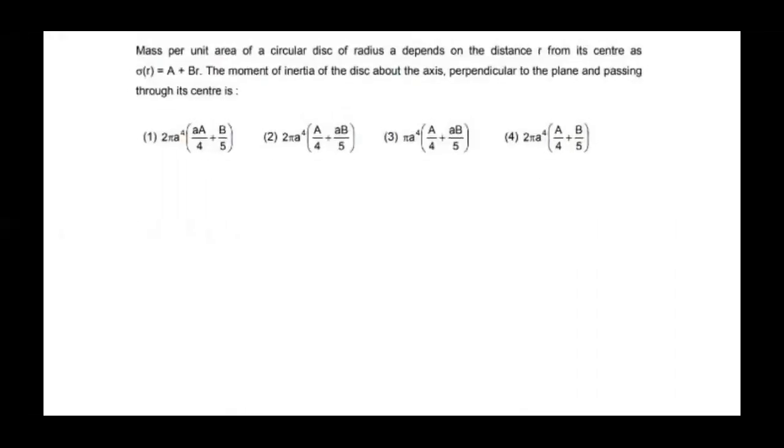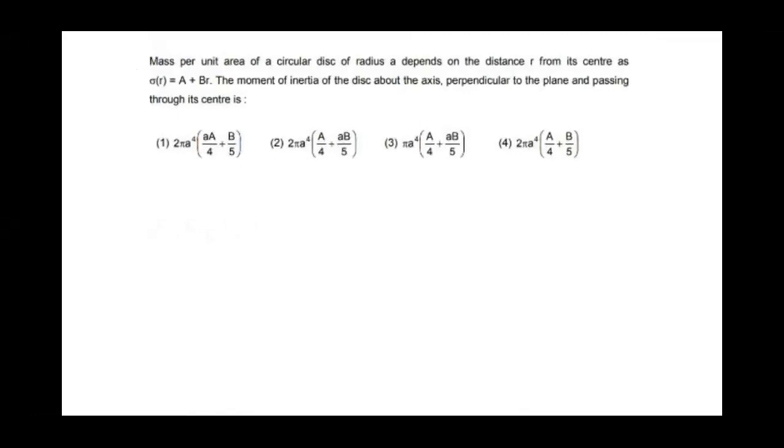Let me enlarge this so everyone will get a proper view. This was a question which came in the January exam and it reads as below. Mass per unit area of a circular disk of radius A depends on the distance r from the center, and the mass density is given as A plus Br. So you have a mass density which is not constant, it is variable. You have to find the moment of inertia of the disk about the axis which is perpendicular to the plane and passing through its center.